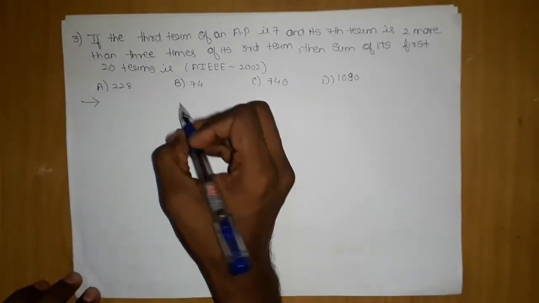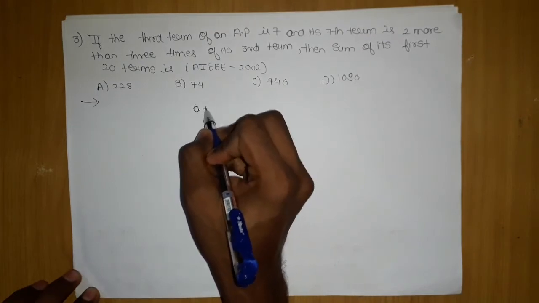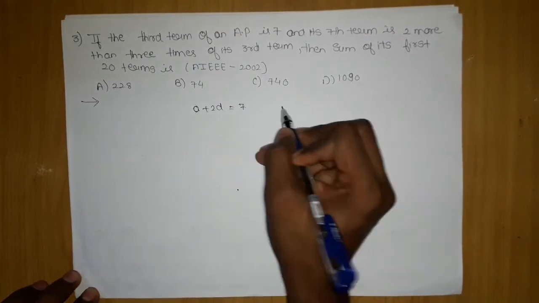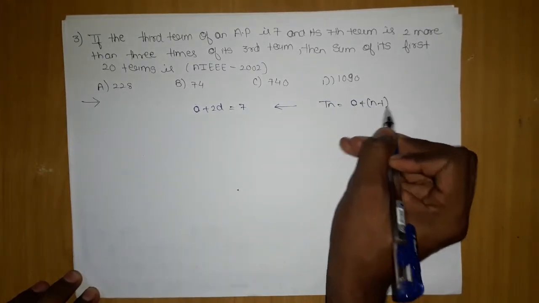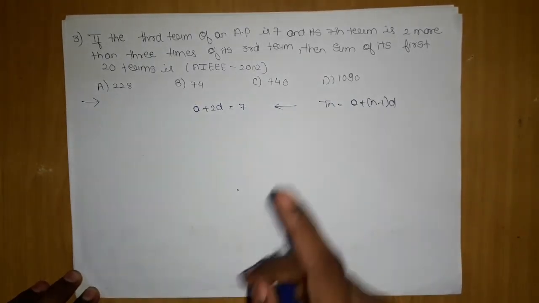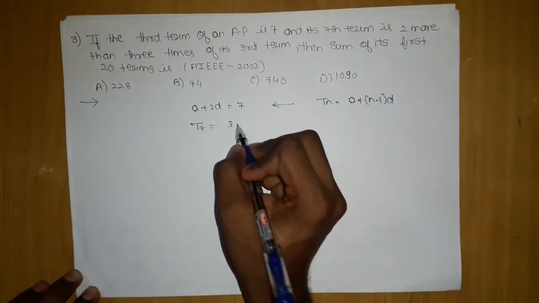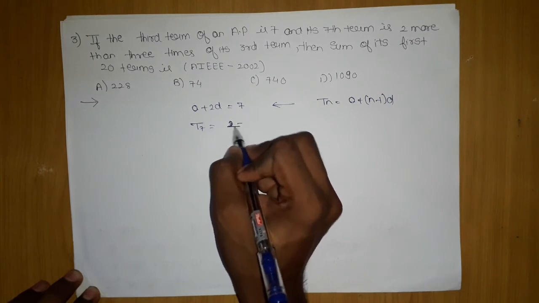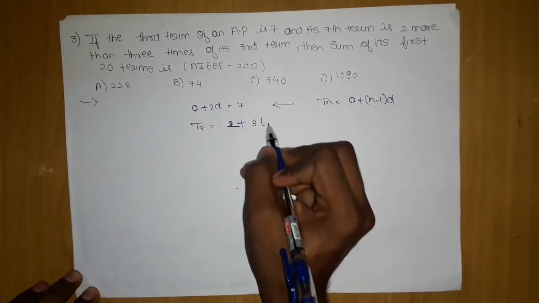So first they are telling the third term. The third term is 7. So I can write the third term as a plus 2d equals 7. How did I get this? Using Tn equals a plus (n minus 1) into d. Second thing, the seventh term, T7, is nothing but 2 more than 3 times the third term.